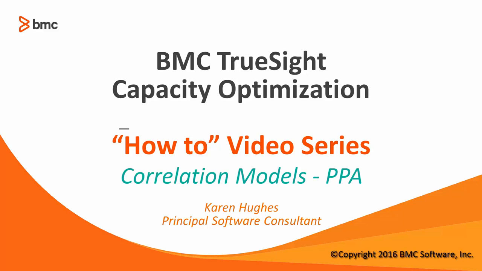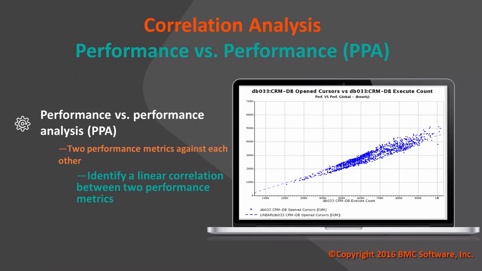In this module, we're going to discuss how to create a correlation model, or PPA, which is a performance versus performance analysis, as part of the BMC TrueSight Capacity Optimization How-To video series. In its simplest form, a performance versus performance analysis is a correlation graph of two performance metrics against each other.